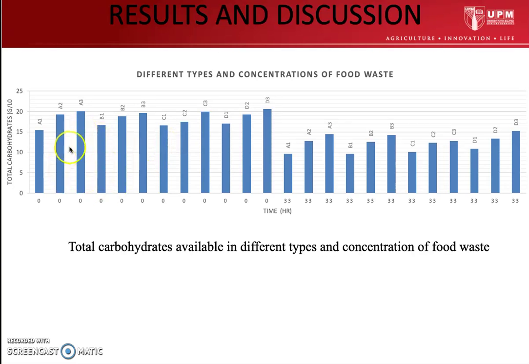So this is the sugar concentrations: total carbohydrates available in different types and concentrations of food waste. This is before the experiment, and this is after the experiment. As we can see from the graph, the total carbohydrates available in the food waste are decreasing. This is due to the microorganisms feeding on the carbohydrates that are in the food waste.